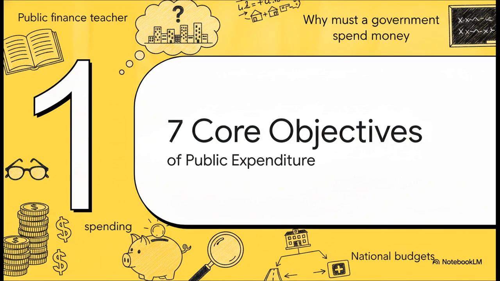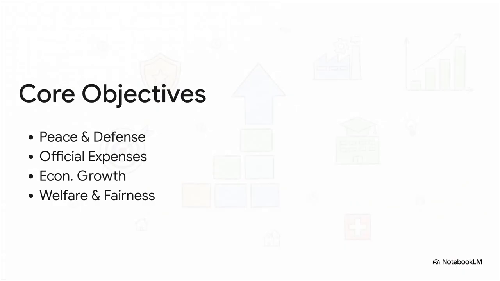Think of me as your public finance teacher for the next few minutes, because before we look at the spreadsheets, we really need to understand the fundamental philosophy here. Why must a government spend money at all? So here's the big picture, the 7 core objectives. As you can see, they range from the absolute bare-bones basics of survival, like keeping internal peace, all the way to really complex social engineering and economic management. Let's actually break these down with some real-world examples.